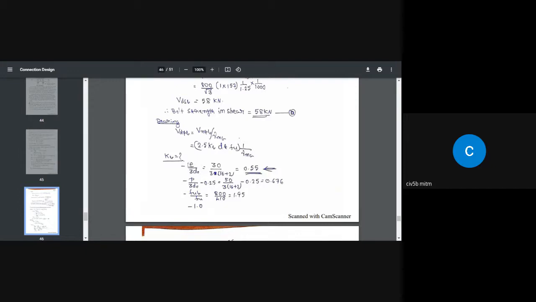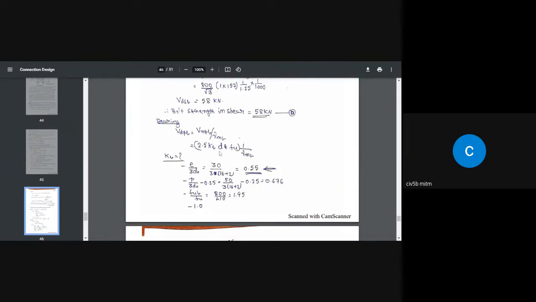So what is the e value? That is the end distance. So the e minimum value is 1.5 times d0 or 1.7 times d0, and e maximum is 12 t epsilon. So you can calculate those values separately, and you can write those values here.